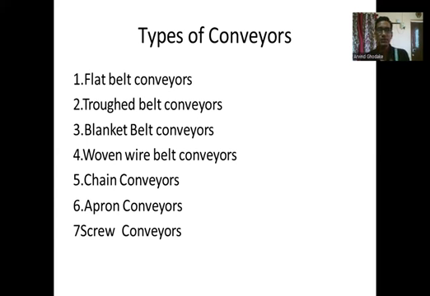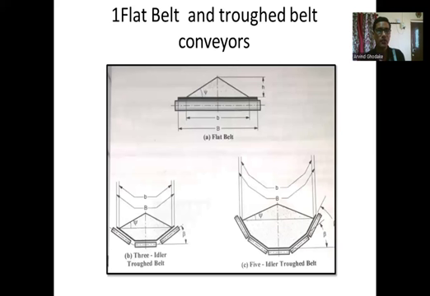Then types of the conveyors: flat belt conveyor, trough belt conveyor, blanket belt conveyor, woven wire belt conveyor, chain conveyor, apron conveyor, screw conveyor. So these are the 7 types of conveyors. Then flat belt conveyors and trough belt conveyors. So this is the diagrammatic representation of the flat belt conveyor and trough belt conveyor. You can see the belt width, effective belt width, and angle of repose in all 3 conveyors.